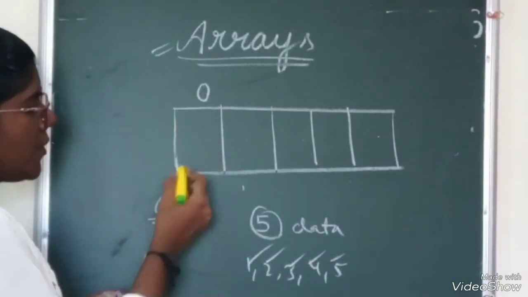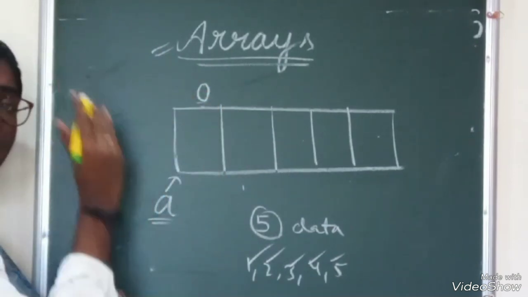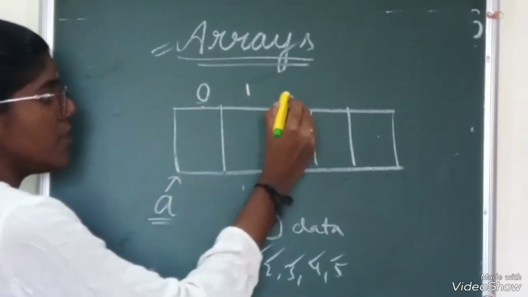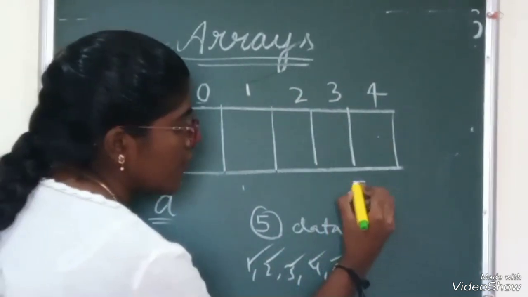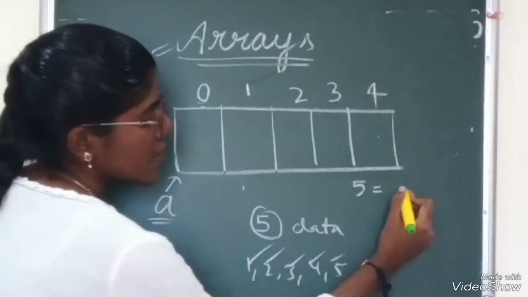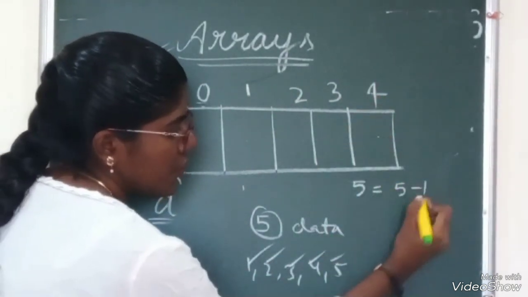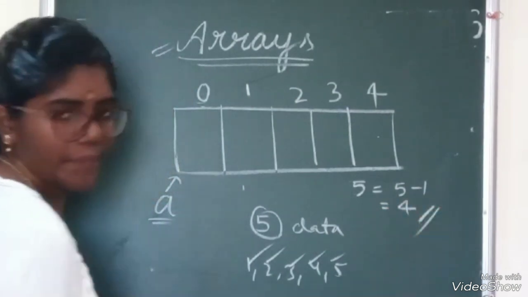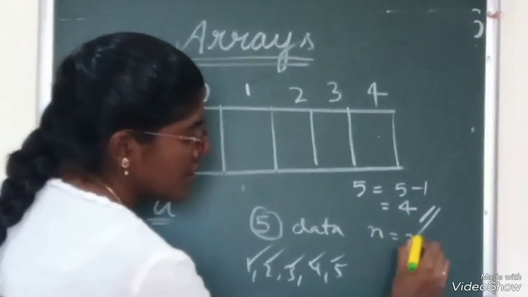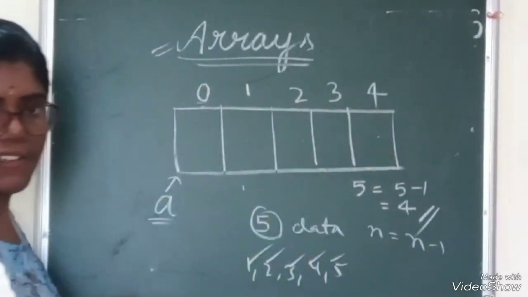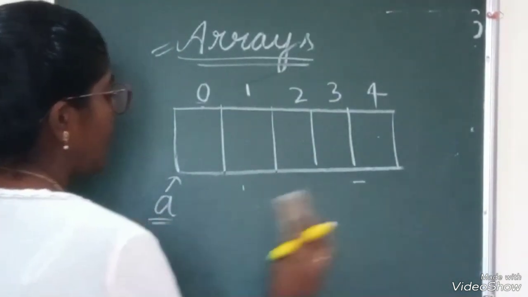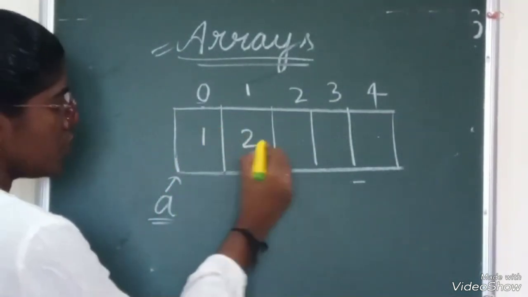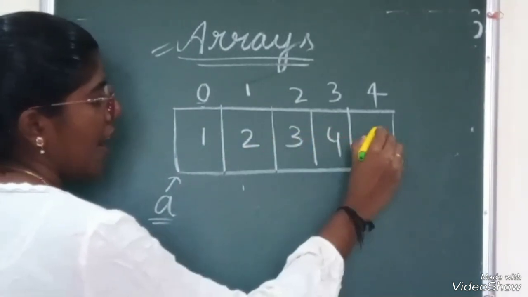The data can be accessed by using the index value. The index value starts from 0, 1, 2, 3 and 4. For 5 elements, the ending index is 5 minus 1, which is 4. For n elements, it is n minus 1. It starts from 0 to n minus 1. Clear? Now I'm gonna store the values 1, 2, 3, 4 and 5.